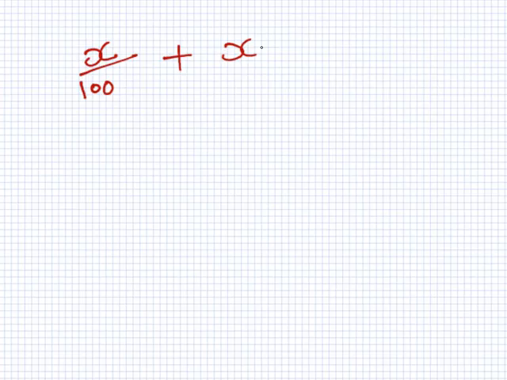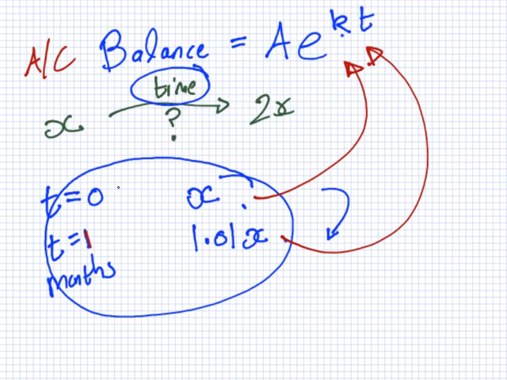Okay. Yes? Yeah. Touch screen. Nice. K is 0.00995. Yeah, it should be small. Okay, good. And what did you get for A? A is X. Good.